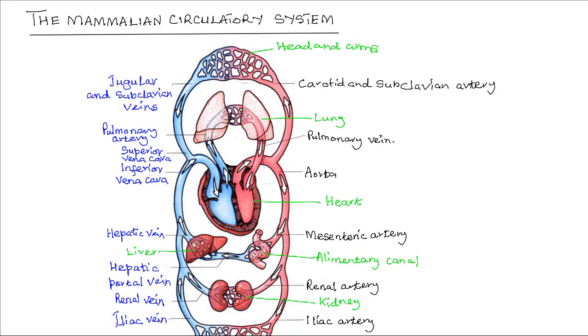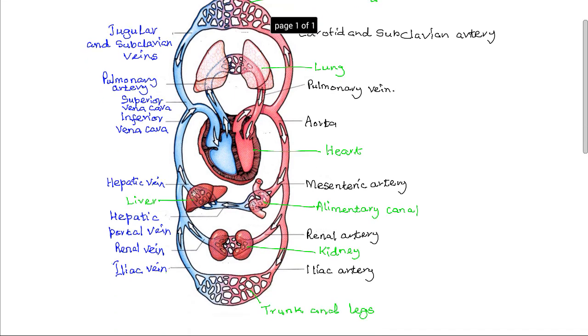Hello and welcome. In this lesson, we look at the mammalian circulatory system as a representation of the double circulation of vertebrates. Now, in this diagram here, you can see the entire circulatory system of the mammal, consisting of a heart that is connected to various blood vessels that convey the blood to the various parts of the body.